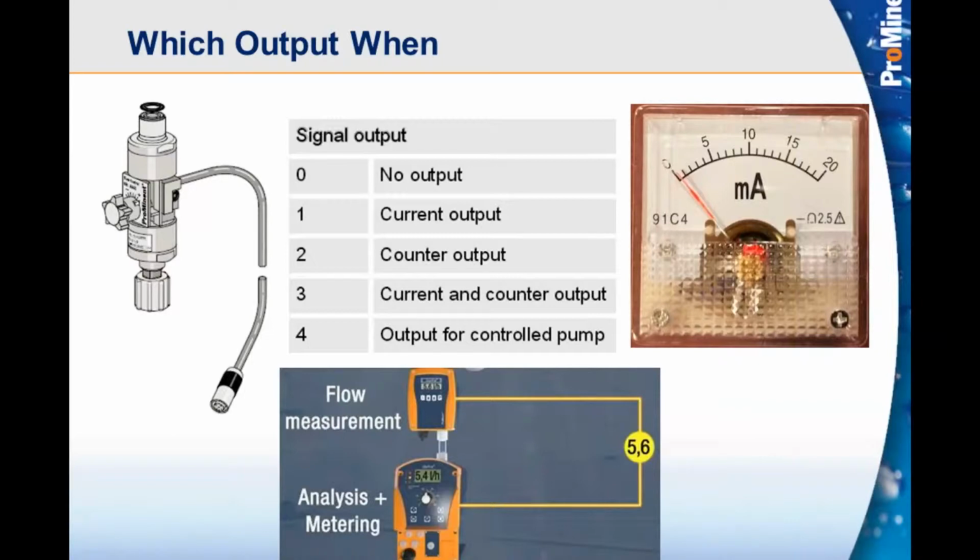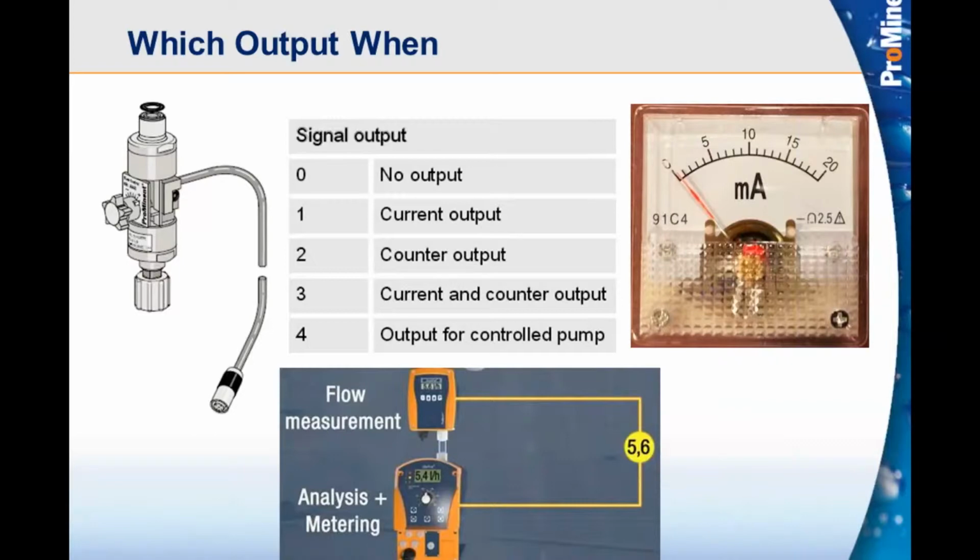The counter output, that verbiage is what we want to see if we want the key connector, just like we have on the left-hand side on our flow control, our metering monitor device. So item or option 3 combines the current output with the counter output. So it gives us that pulsing output as well as a milliamp output.